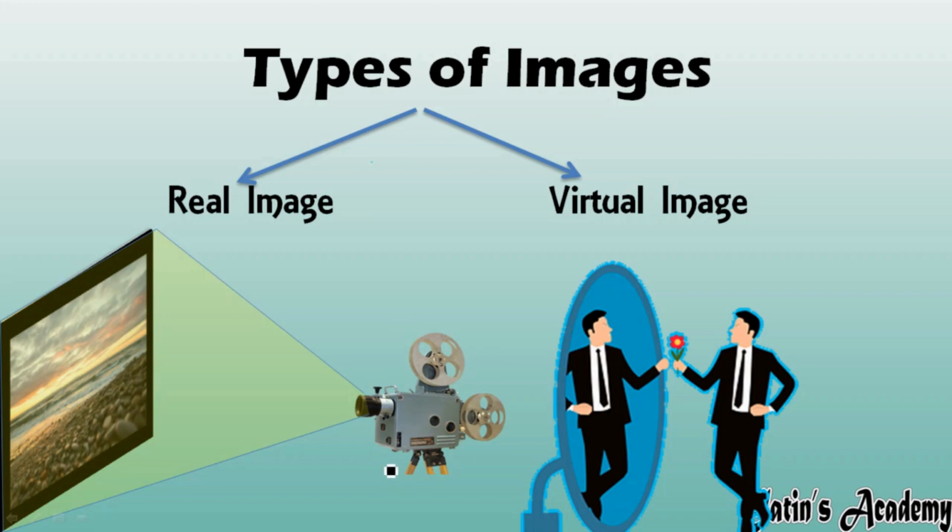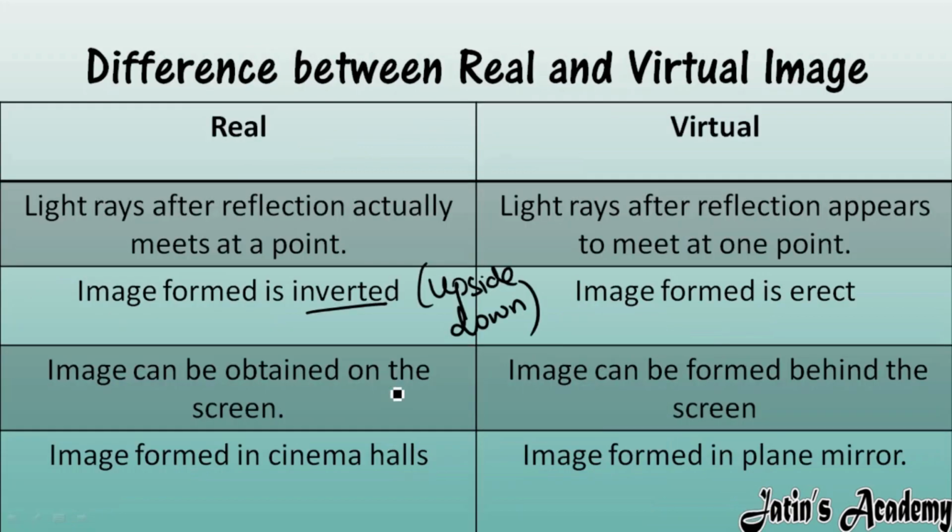This projector they are already keeping in an upside-down form, so that the image formed will be the correct image. Otherwise, if they put it in a straight way, then the image formed would be upside down. That is why they are using the opposite. Okay, so a real image formed is always inverted, and a virtual image is always erect.